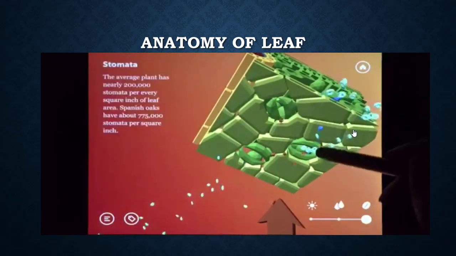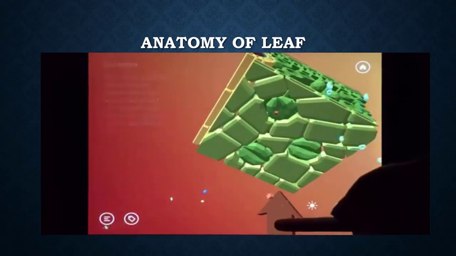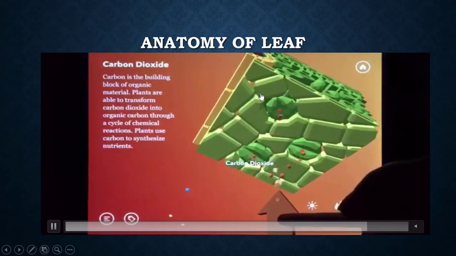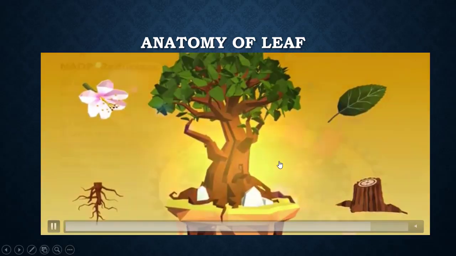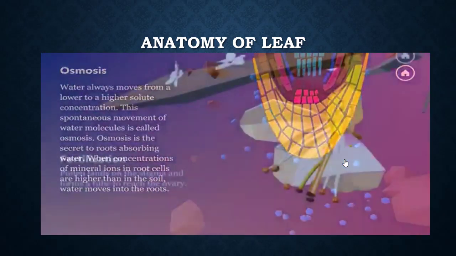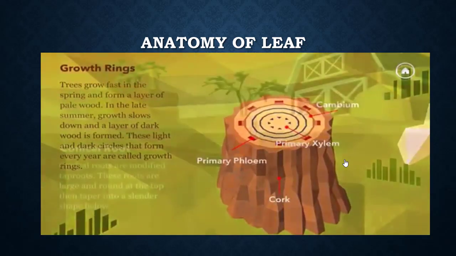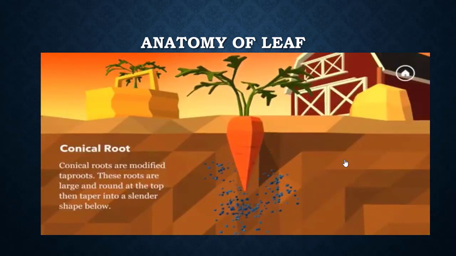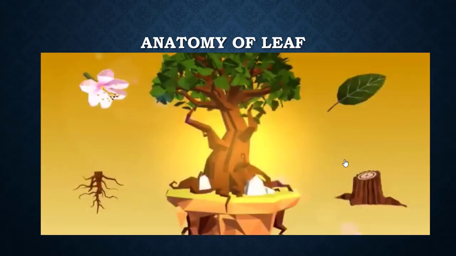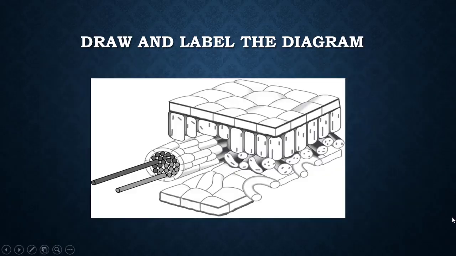Okay. Now, let's talk about how carbon dioxide is the building block of organic material. This was all in the video: ATP synthesis, then osmosis, how it moves from lower to higher concentration, then bearing fruit. Then we have talked about growth rings, how they move on, then the conical root, how much water it needs, and then makes the plant grow, and all the process of photosynthesis. Then there is a diagram that you have to draw and label.